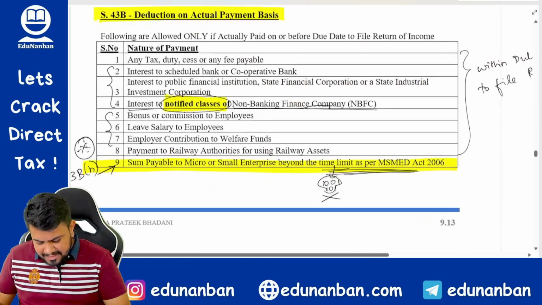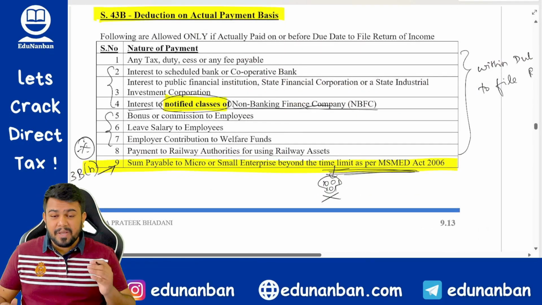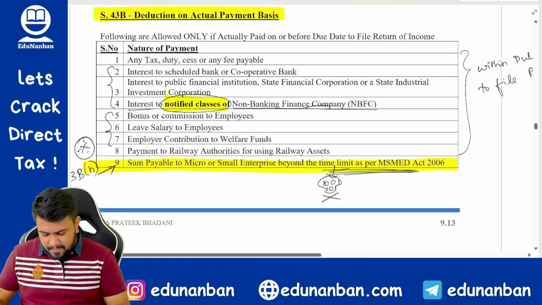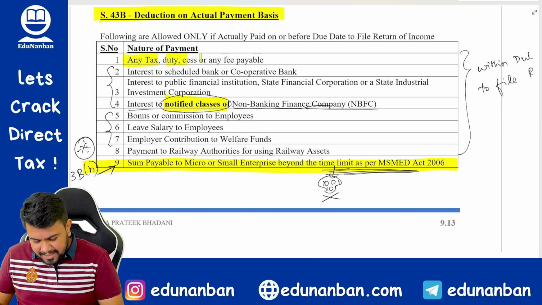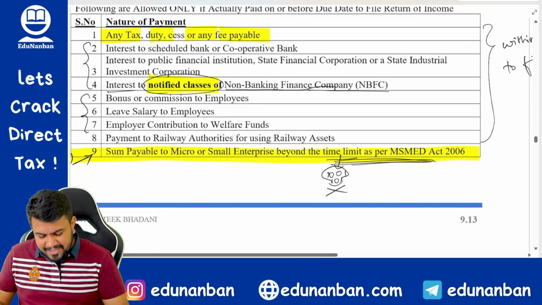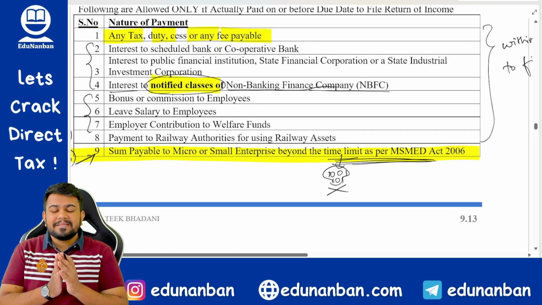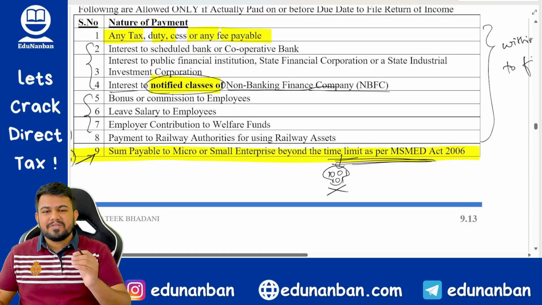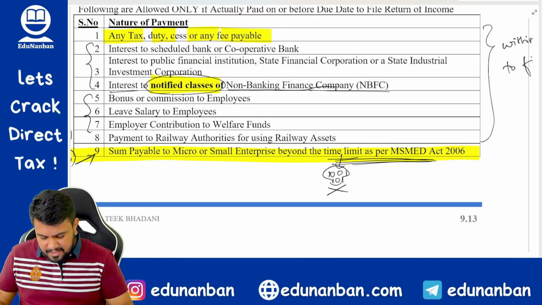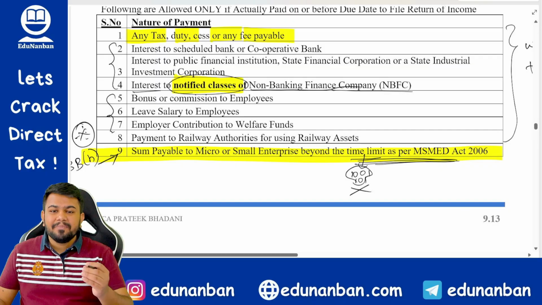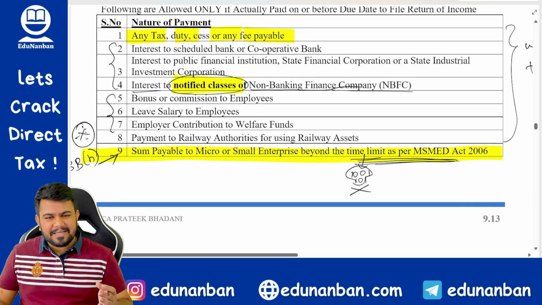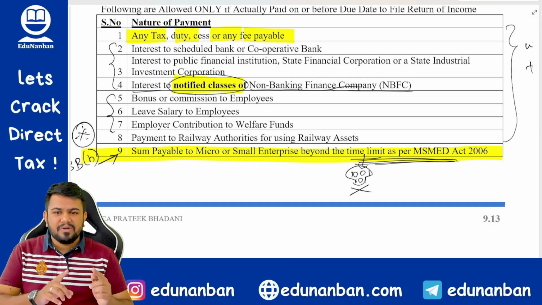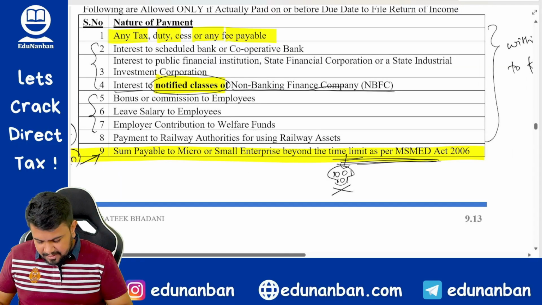So now let us discuss what are those different types of payments which are allowed only like this. Firstly, any tax, duty, cess or fee payable. If there is any tax payable to the government, then it is allowed as a deduction only if it is paid on or before the due date to file the return of income. For example, you can claim STT, security transaction tax, as a deduction only if it is actually paid within the due date to file return of income.